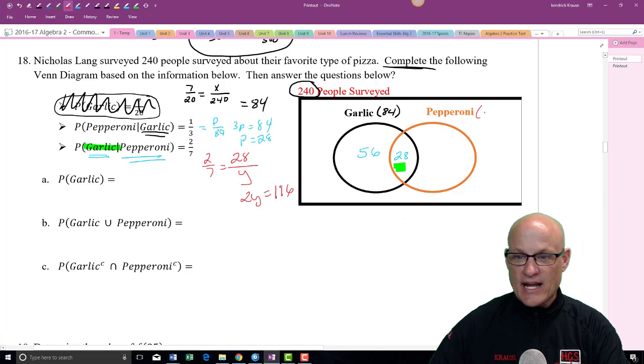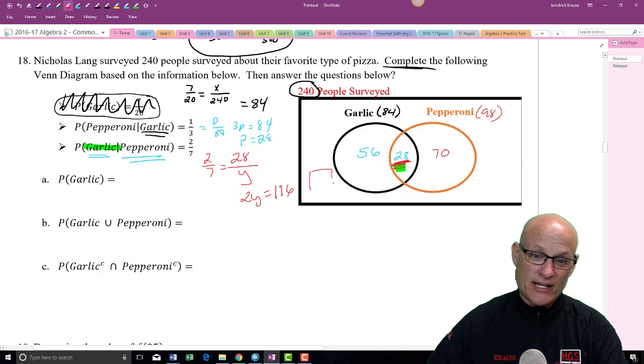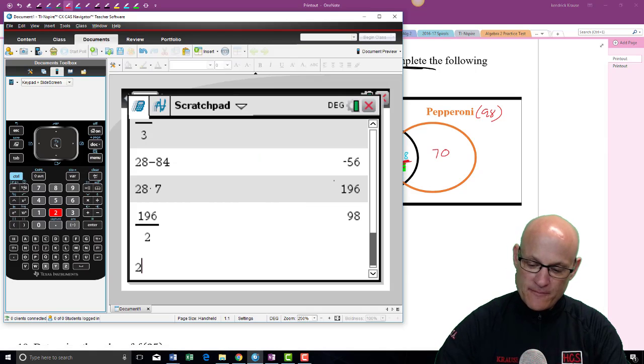So there should be 98 in the pepperoni circle, but there's already 28 there. That means there's 70 left. Now, I'm not done with the Venn diagram yet, because there's still people that don't like garlic or pepperoni, and they got to go out here. So I'm going to take the 240. I'm going to subtract off the 70 that just like pepperoni.